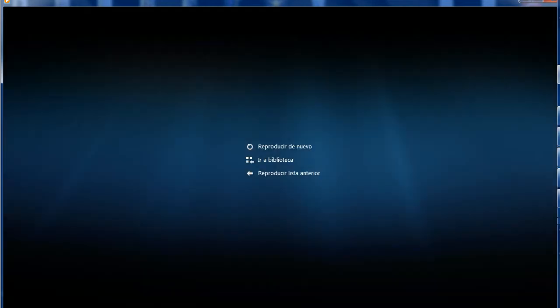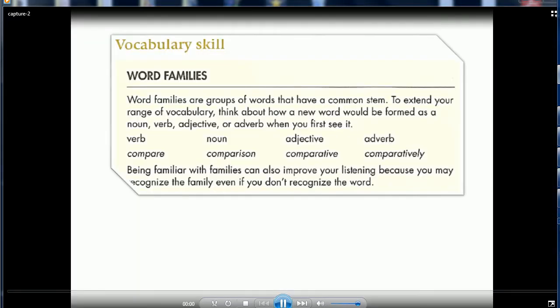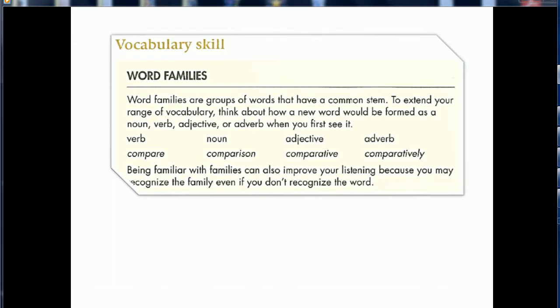We are going to see some content that I consider quite important, because then you are going to improve your English skills a little bit more. So the first skill we're going to see is vocabulary skill. Notice here we are going to check word families. Let's read the definition. Word families are groups of words that have a common stem. To extend your range of vocabulary, think about how a new word will be formed as a noun, as a verb, adjective, or an adverb when you first see it.